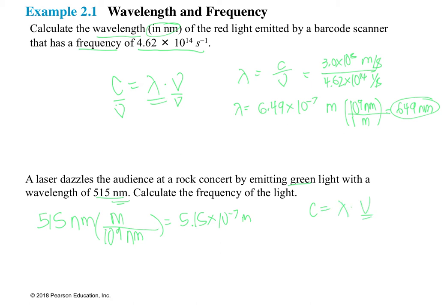Now plugging in, I have speed of light equals wavelength times frequency. I'm trying to find the frequency, so I'm going to divide both sides by the wavelength. So the frequency equals the speed of light, 3 times 10 to the 8 meters per second, divided by 5.15 times 10 to the negative 7 meters. My meters will cancel out, and I get my frequency to be 5.83 times 10 to the 14 hertz, or inverse seconds.